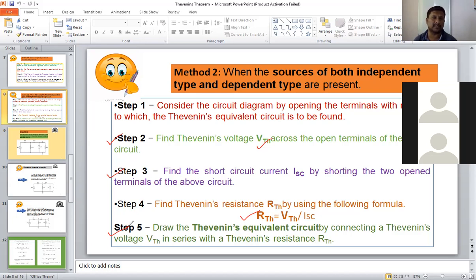We have already completed numerical examples; I think 3 examples were solved in the previous lecture based on method 1. Now today we are going to solve examples based on method 2 and Thevenin's theorem. Okay, so we can start now to solve the numerical example. For that purpose, I will share the whiteboard now.